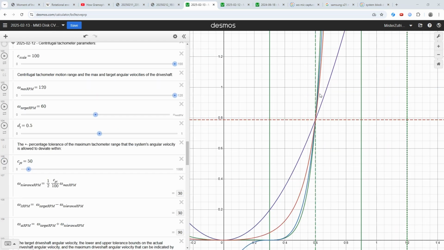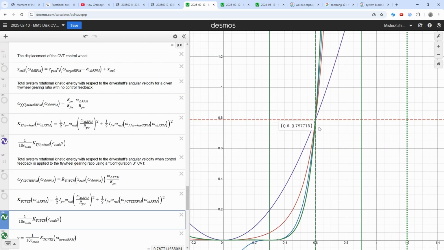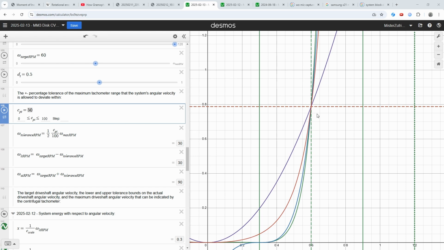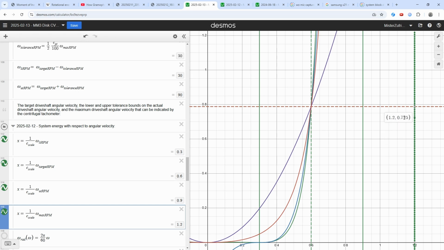So if we take our definition of tightness as being a smaller change in system speed for the same change in energy, then clearly this design with a CVT is substantially tighter than the plain flywheel design where the flywheel is of the exact same mass. And if you thought that performance was impressive, notice that I've set these bounds to be 50% of the total 120 RPM tachometer range of this simulation.